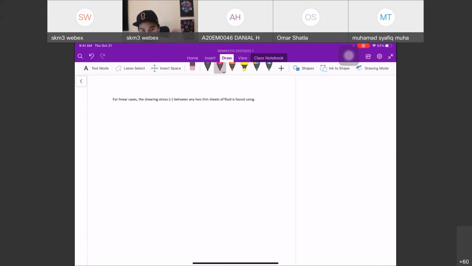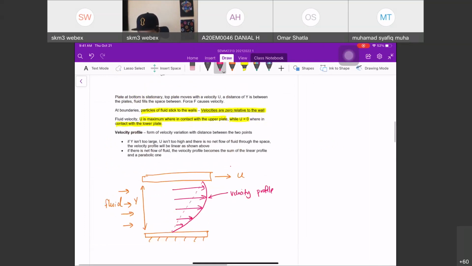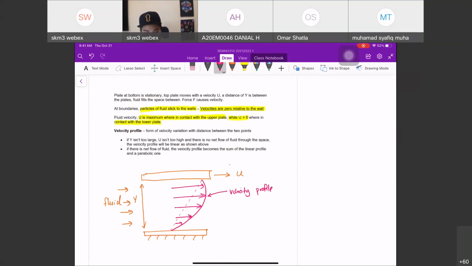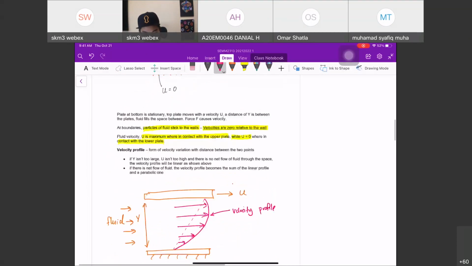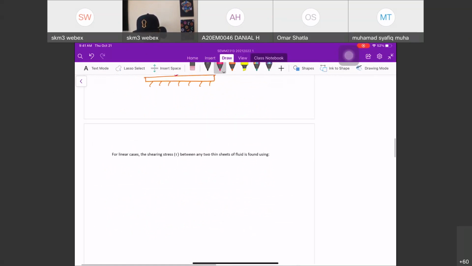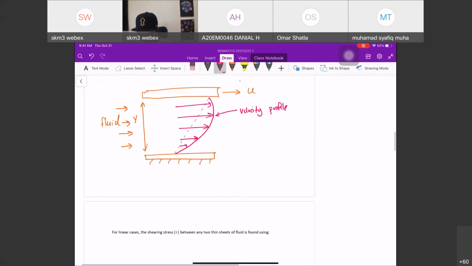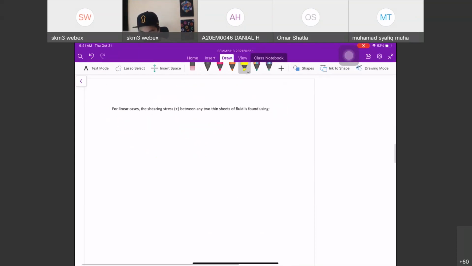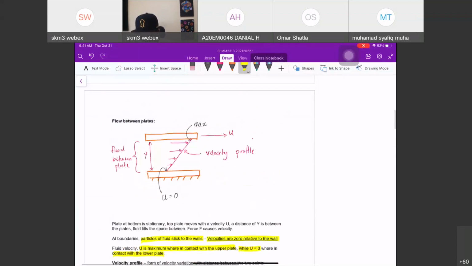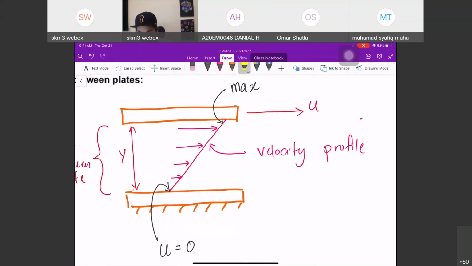Okay, next we go into the equation. Since we know the velocity profile, we know about the viscosity that resists the flow. For the linear case, you are now referring to the linear case. The flow at the bottom is the lowest, and then the maximum will be at the top. This is linear.